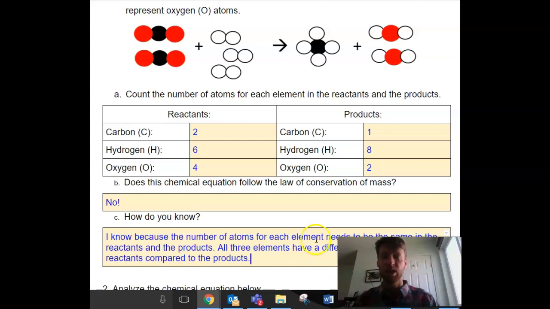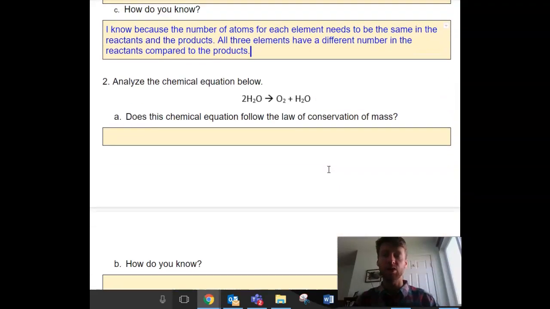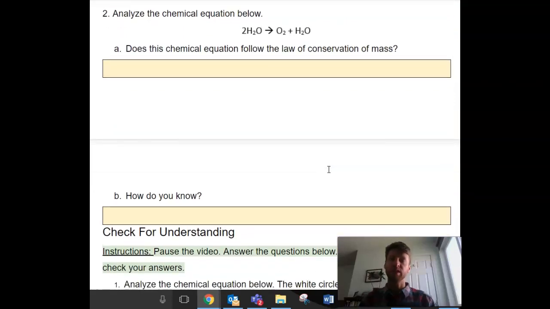Okay? Let's move on to another way you can look at this type of problem. So this time, it just asks us to analyze the chemical equation below. It doesn't give us those intermediary steps of counting up all the atoms, and then it asks us, does this chemical equation follow the law of conservation of mass? Okay, so this is requiring us to do the same thinking, except we're having to take a couple steps all at once.